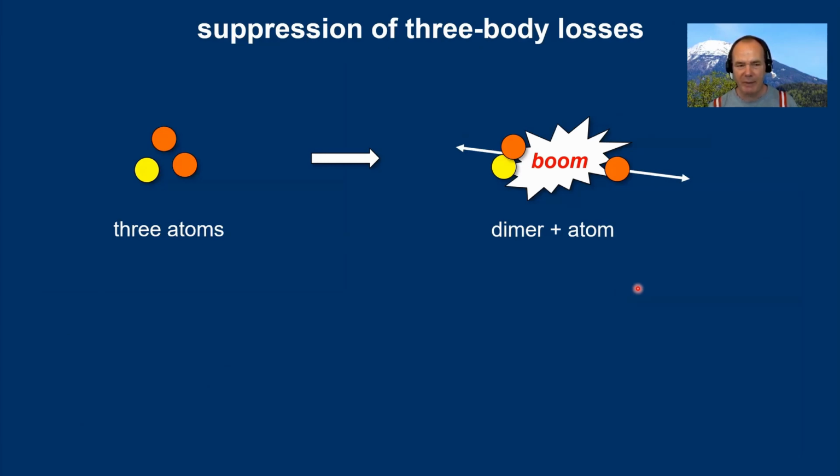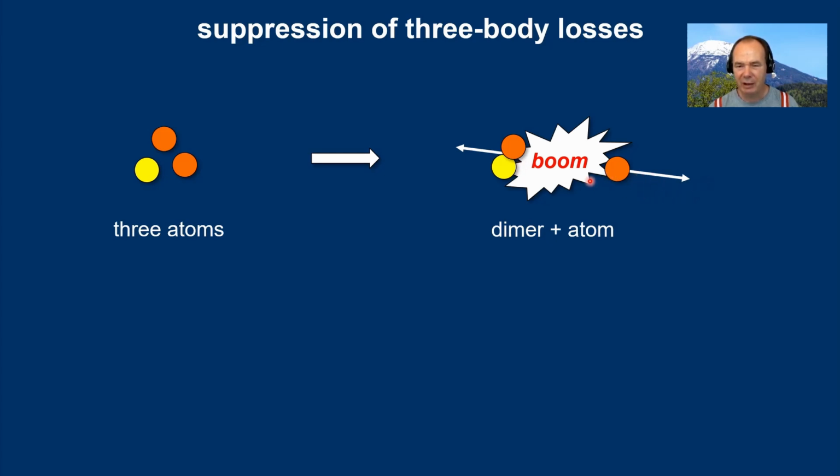I have mentioned three-body recombination. Three-body recombination in general means three particles come together in a three-body collision, and then two of them can form a dimer, a bound two-body object, and the binding energy released is then put into both the dimer and the free atom.